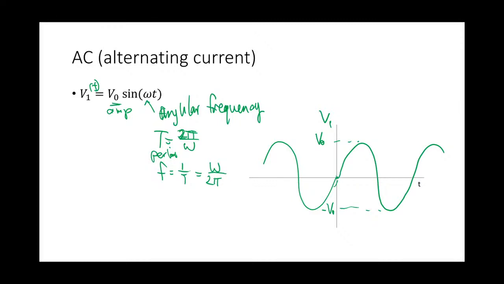And it goes on up and down forever, right? So how does that work if we connect that into a circuit? Symbolically, we represent an AC source, right? This is a battery, right? That's a battery, which is a DC voltage source.